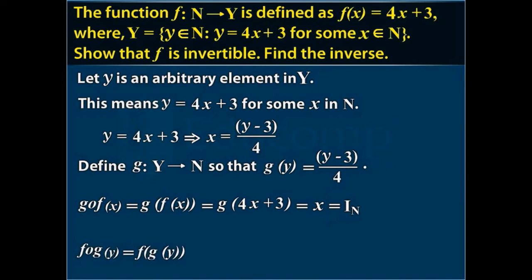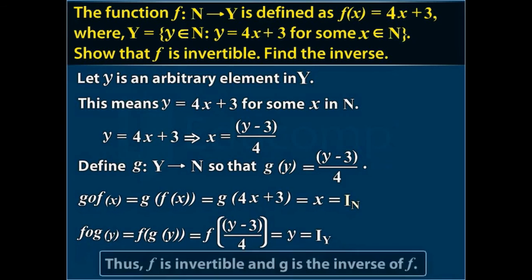Now find the composition of g and f. Substitute (y minus 3) whole upon 4 for g of y. Now substitute (y minus 3) whole upon 4 wherever there is x in f of x. We get y, which equals the identity element on set Y. This shows that f is invertible and g is the inverse of f.